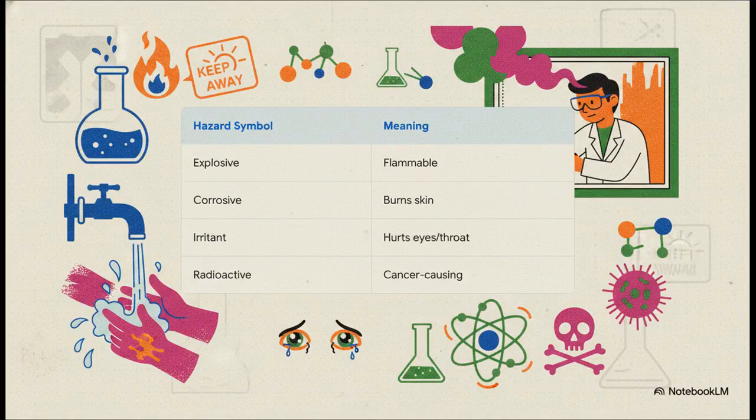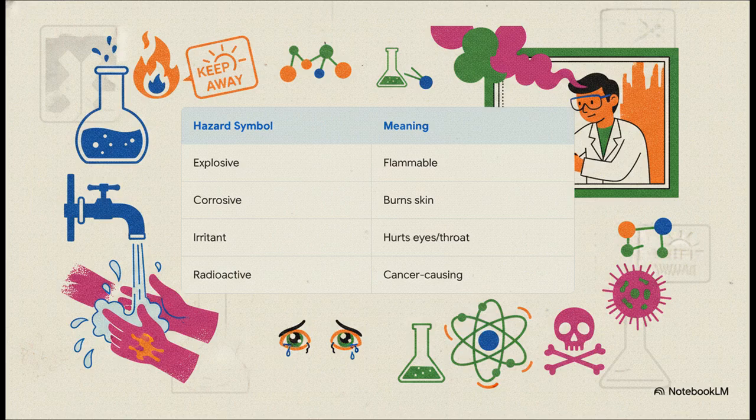Which brings us to the second rule of the lab, safety. Safety is paramount, and that means mastering the universal language of hazard symbols. You really have to memorize these. See the explosive symbol? That warns you that a chemical easily vaporizes and is highly flammable, so you keep it far, far away from any heat source.